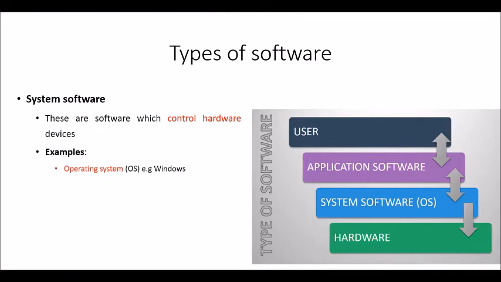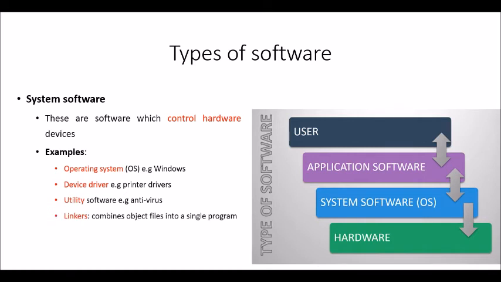Examples of system software, we do have operating system. I'm going to do a separate video on operating system, so we'll be talking about the user interface, GUI and CLI. But for now, examples of system software are operating system, e.g. Windows, iOS, Linux, Android. Another example is device driver, e.g. printer drivers. Another one is utility, e.g. antivirus. Then another one is linkers.